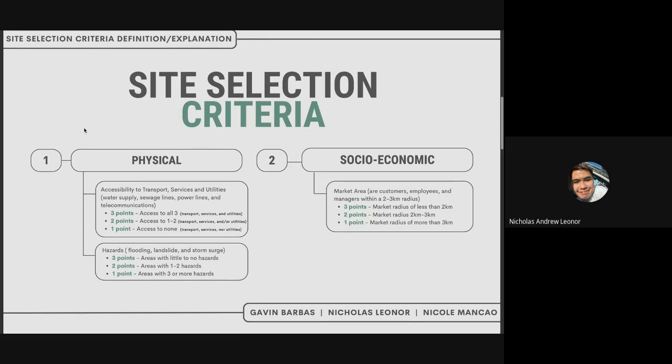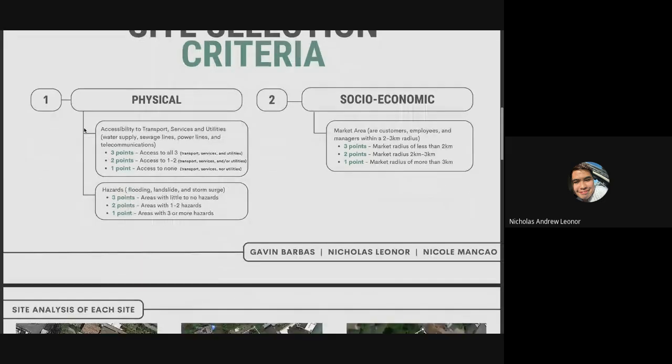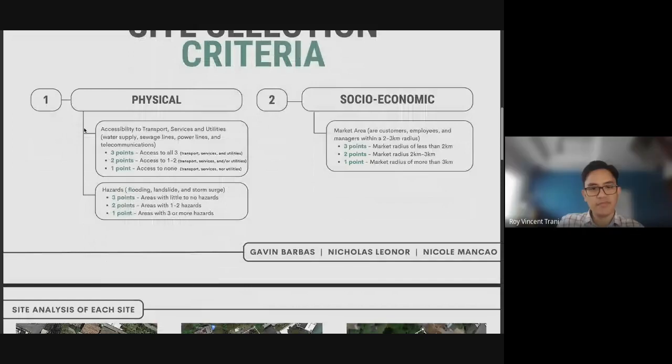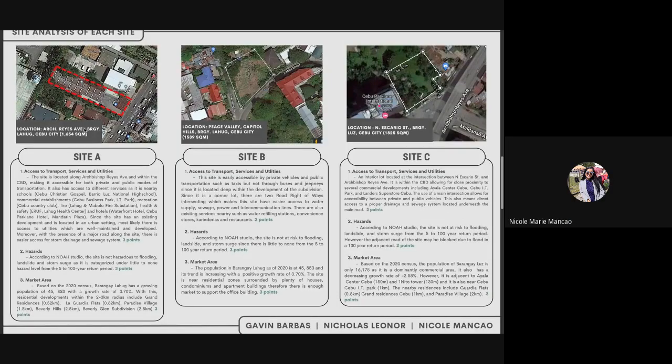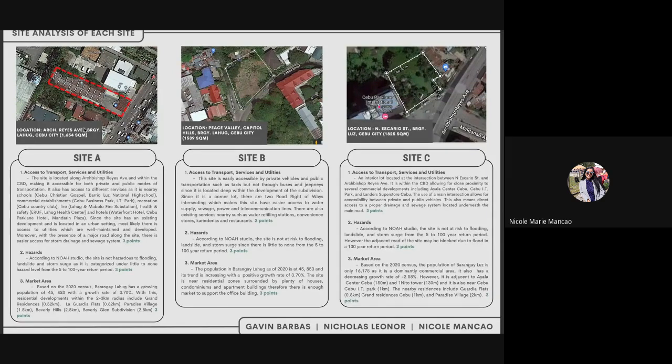So the next slide will be our three sites. Okay, so for the site analysis, I'll be discussing Site A. In terms of access to transport services and utilities, since this is located along a major road, Archbishop Reyes Avenue, it's accessible to both private and public modes of transportation, and it's also near different services like schools, recreational facilities, commercial establishments, fire stations, health and safety, and hotels.